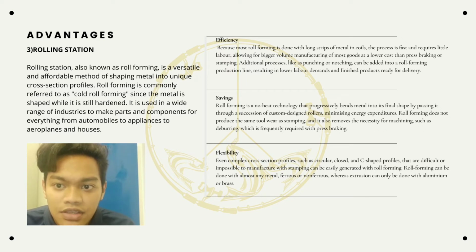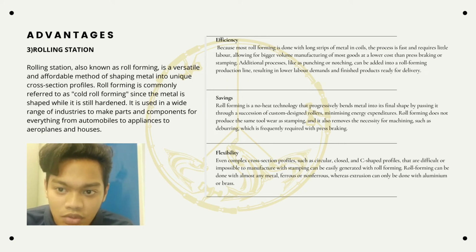The second, saving. Roll forming is a no-heat technology that progressively bends metal into its final shape. The last one is flexibility. Even complex cross-section profiles such as a circle and C-shape profile, which are difficult or impossible to manufacture with stamping, can be easily generated with roll forming.